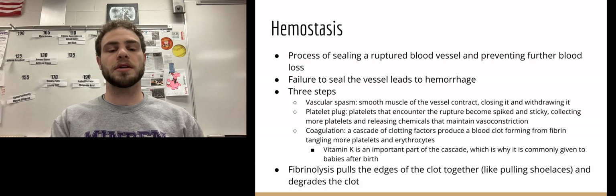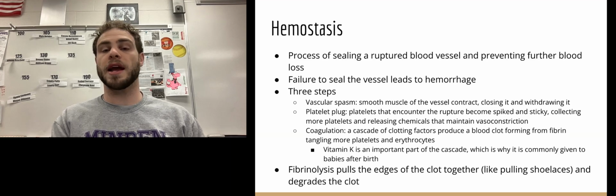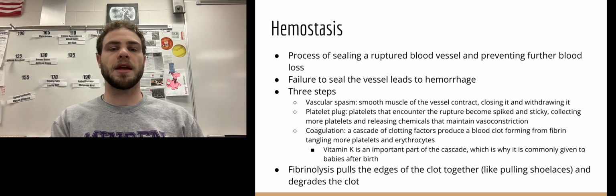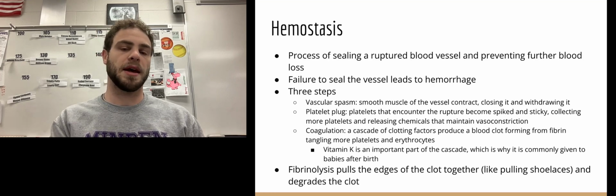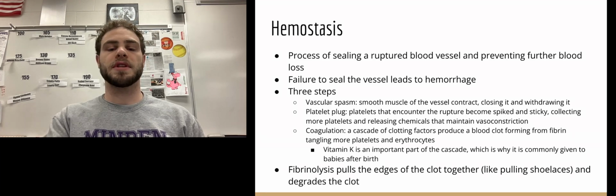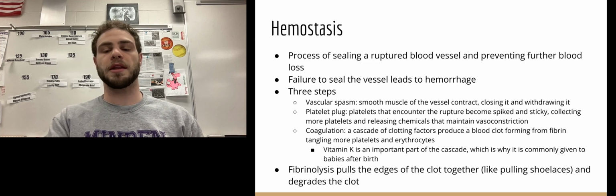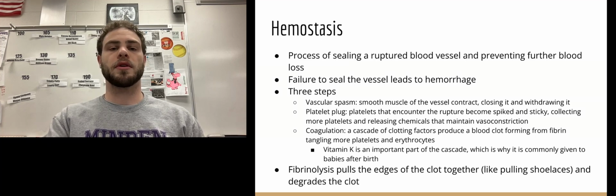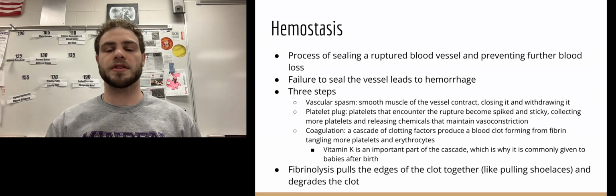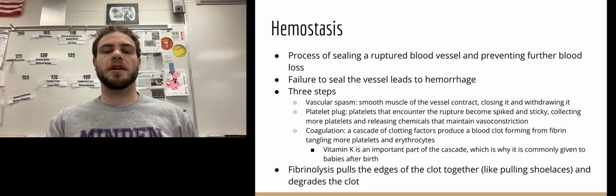After the vascular spasm, you're going to have a platelet plug start to form. So platelets or thrombocytes are going to encounter the rupture. They're going to react with some of the chemicals that are released when that vessel ruptures, pain chemicals and things like that are flowing through, and that's going to cause the platelet to change shape a little bit, and it's going to become very spiked and very sticky, which means it's going to have a better ability to grab onto other platelets flowing by and release some other chemicals that are going to help with vasoconstriction, or the closing of that blood vessel.